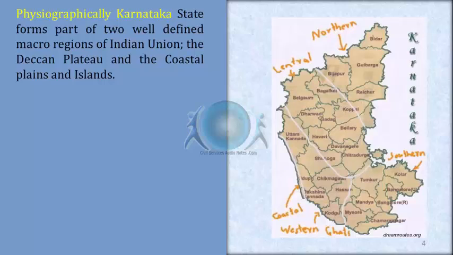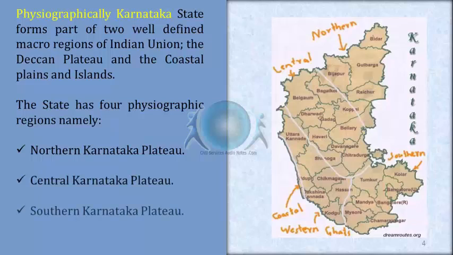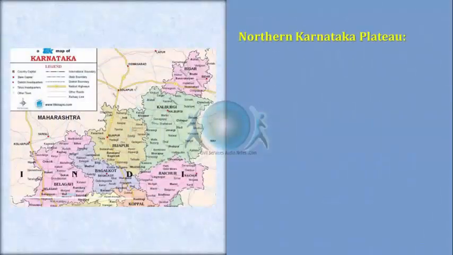Physiographically, Karnataka state forms a part of two well-defined macro regions of the Indian Union, the Deccan Plateau and the coastal plains and islands. The state has four physiographic regions, namely Northern Karnataka Plateau, Central Karnataka Plateau, Southern Karnataka Plateau, and the Karnataka coastal region. Let's have a look at the Northern Karnataka Plateau.